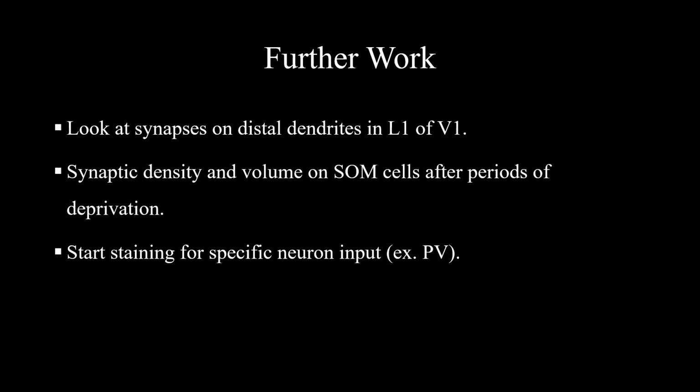Further work. We need to look at synapses on distal dendrites in layer 1 of V1. So basically meaning dendrites from a cell body that are a bit farther away and closer to layer 1. So layer 1 is exactly where it's going to be receiving input first within the neocortex.